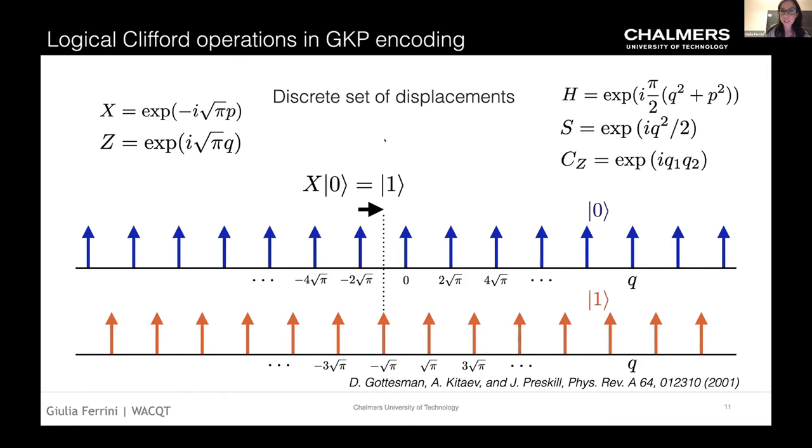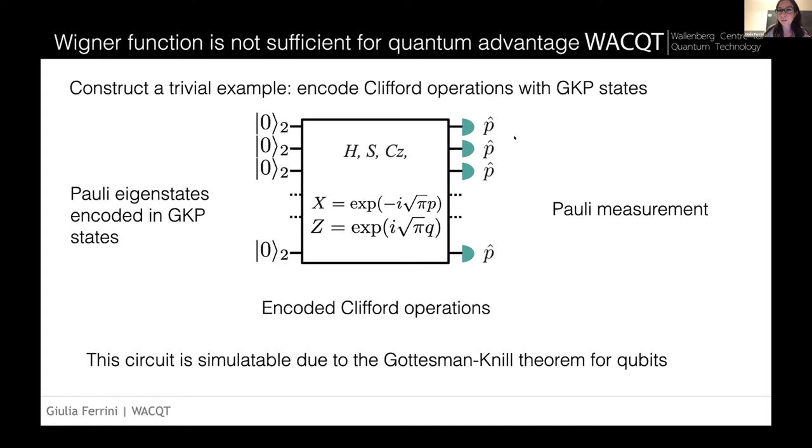And then finally, for the measurement, the Pauli measurements can be implemented by homodyne, which is also a Gaussian operation. So the bottom line is that if you want to construct a trivial counterexample where a circuit is highly Wigner negative because the Wigner function of the GKP states is highly Wigner negative, and yet the circuit is efficiently simulatable due to the Gottesman-Knill theorem, you can take this Clifford circuit and encode it in continuous variable and then measure with homodyne and you're done. And this is not particularly surprising.